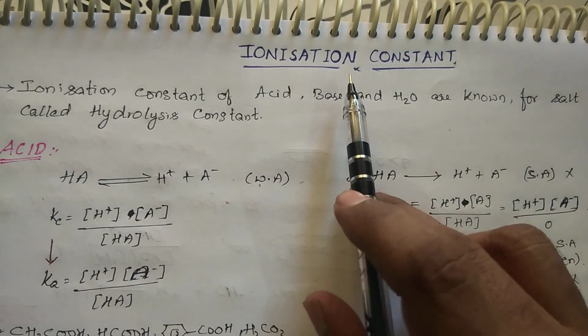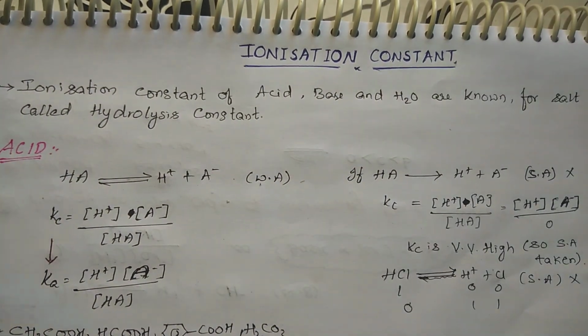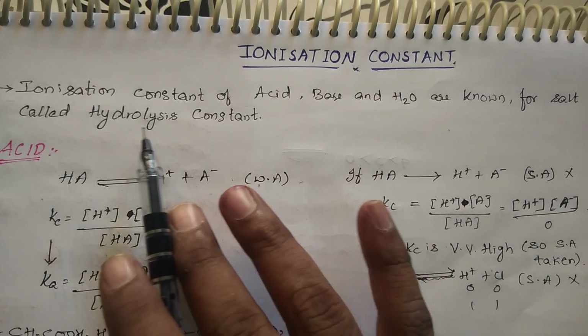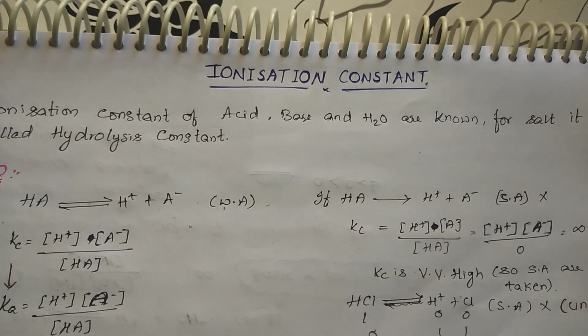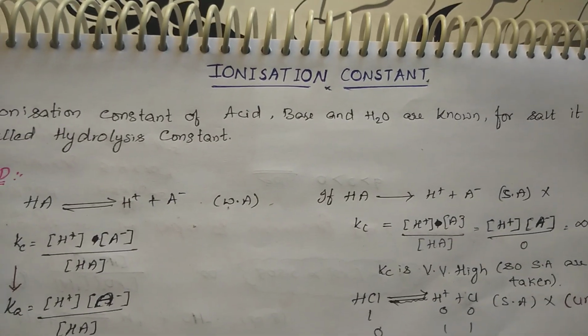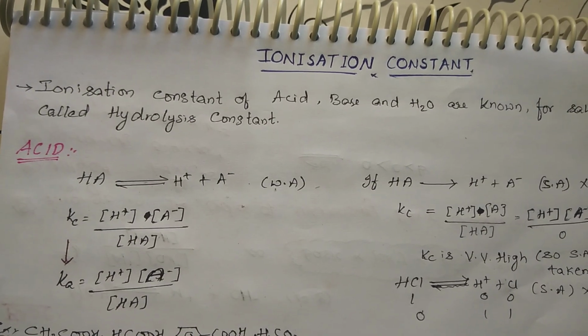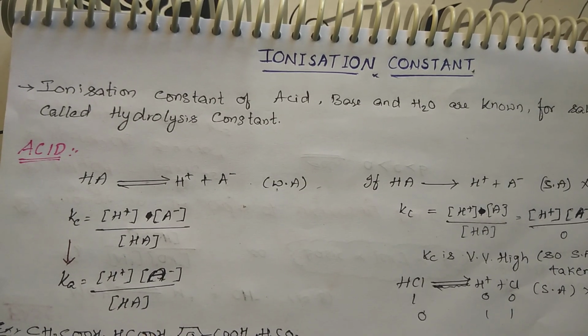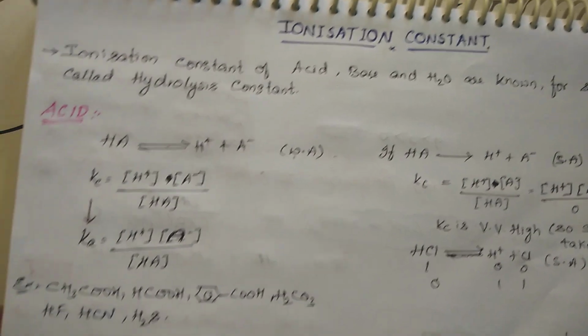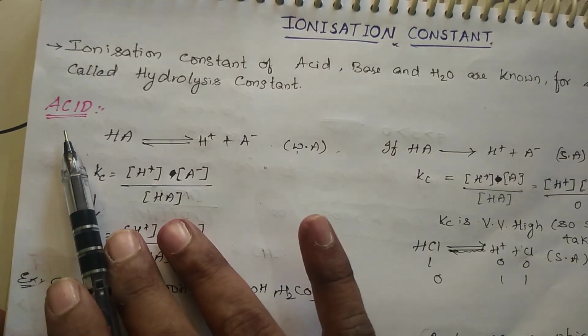But don't go for salt. For salt we will not call it an ionization constant. We will be calling it the hydrolysis constant. So for salt it is called the hydrolysis constant. For acid, base, and water these are called the ionization constant. First, acid. So let us take an acid.